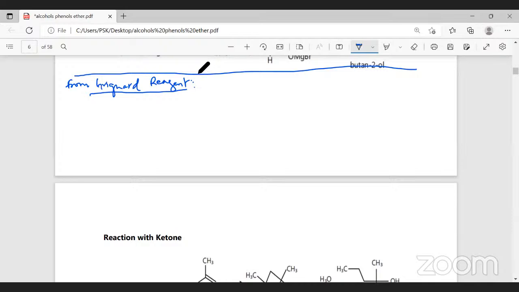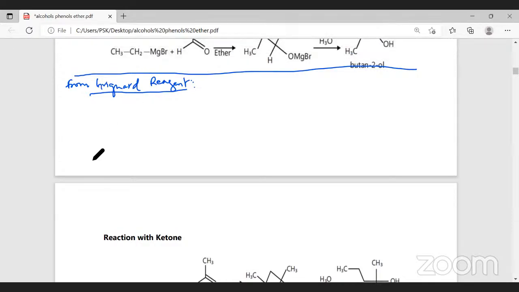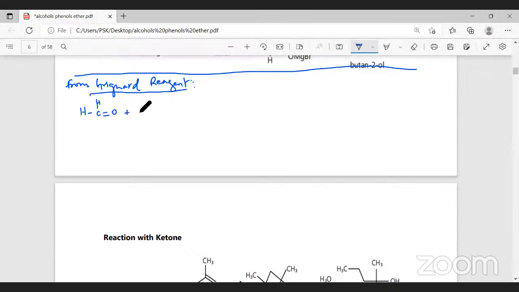The first one is the reaction of the Grignard reagent with formaldehyde. Formaldehyde is represented as HCH double bond O. HCHO is called formaldehyde. This formaldehyde, when we react it with Grignard reagent, RMgX.